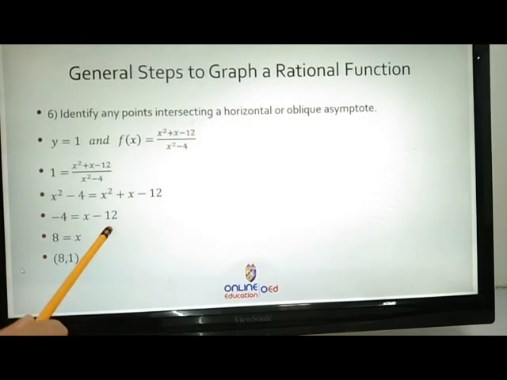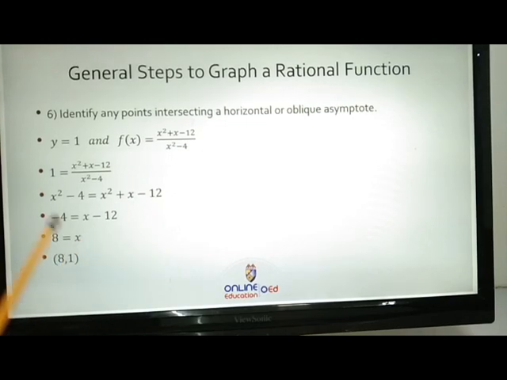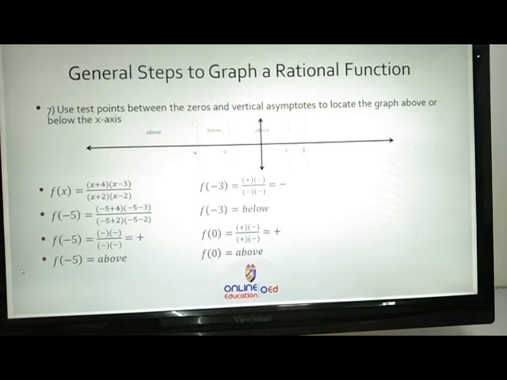So transpose yung negative 12 sa kabila, magiging positive. So 12 minus 4 is 8. So x na lang naiwan. Then the point intersecting the horizontal or oblique asymptote is 8, 1. So doon siya mag-intersect. 8, 1. Okay, so next.